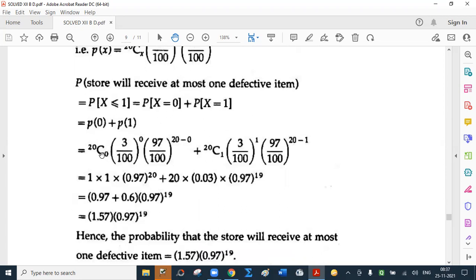Everybody can write this. So 20C0 which is 1, (3 upon 100) raised to 0 is 1. This is 0.97 raised to 20 plus 20C1 is 20, 0.03, 0.97 raised to 19. Now this can be taken common to get this in bracket. So 1.57 into 0.97 raised to 19. This is the required probability.